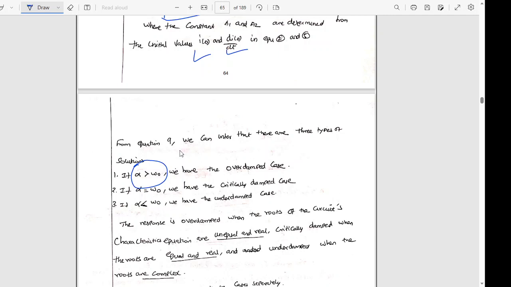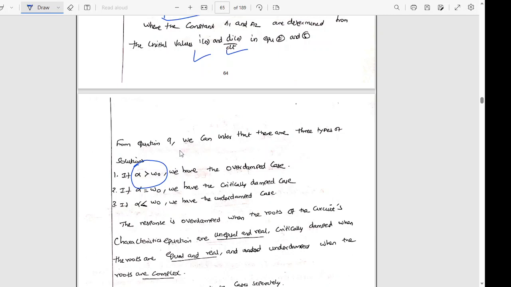In over damped, the roots of the circuit characteristics, S1 and S2, are unequal and real. Critically damped means the roots will be equal and real. For underdamped, the roots will be complex. There are three cases we have to consider while solving the RLC series circuit.